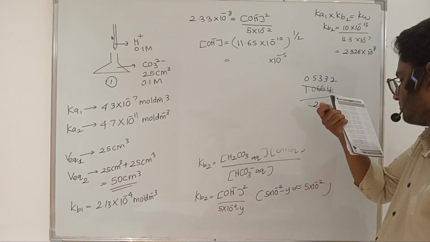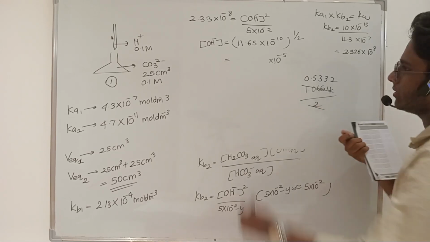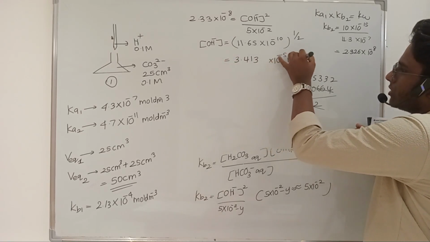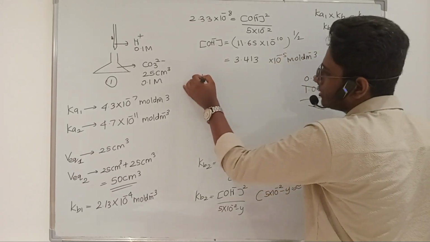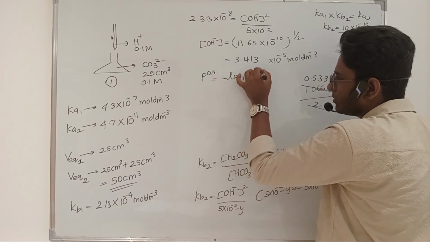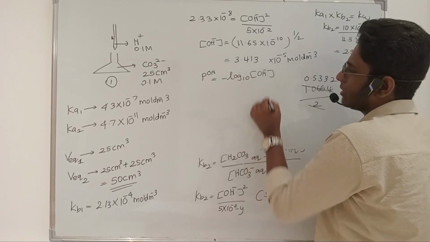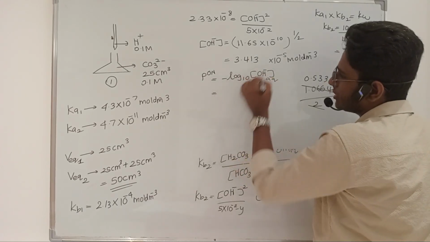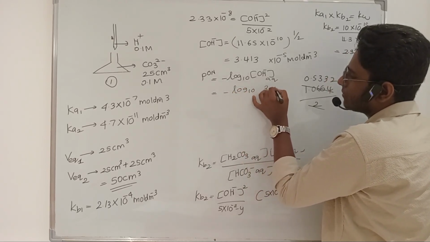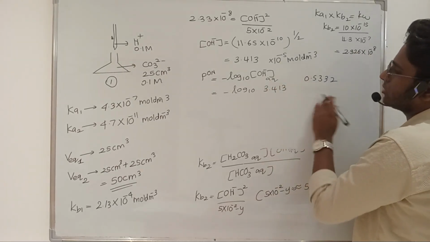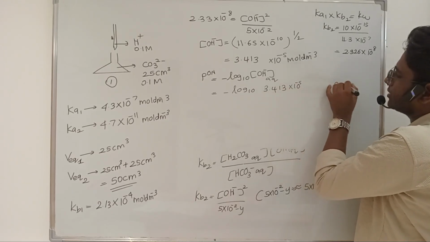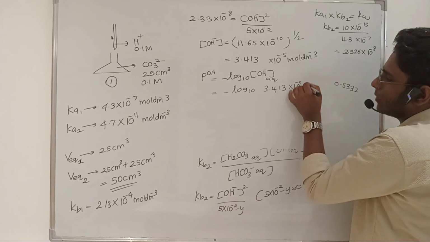3.413. That is the concentration of OH minus, right? So from this I can find pOH. What is pOH? pOH is equal to negative log 10 of the concentration of OH minus, right? So the concentration of OH minus is going to be negative log 10 of 3.413 into 10 to the power minus 5 mole dm minus 3.